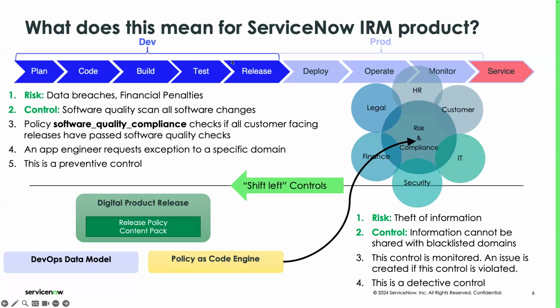So in this example, you might have a control that says software quality scan on all software changes. So anytime you make a change to software, you have to run the scan tool again. And in the case of many of our customers, they use something like SonarQube or they might do a security scan with Checkmarx or Barcode, right?